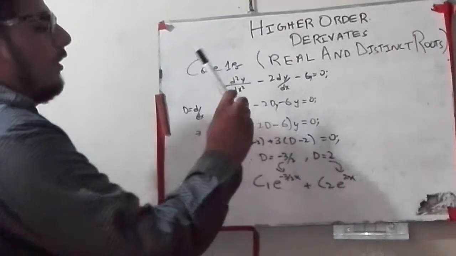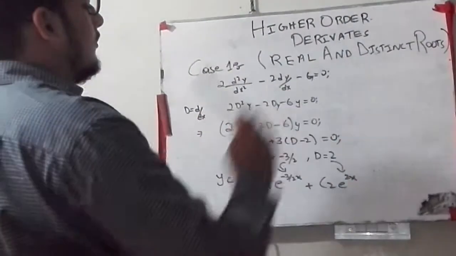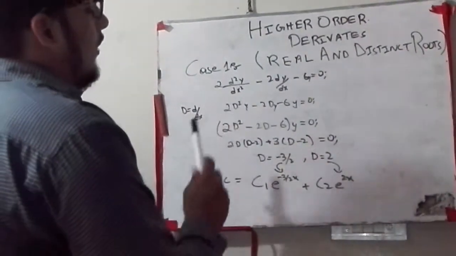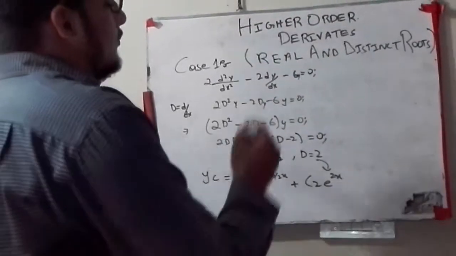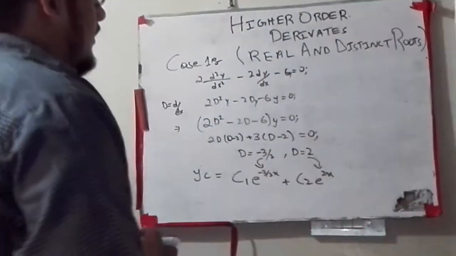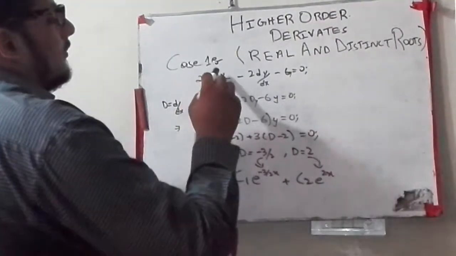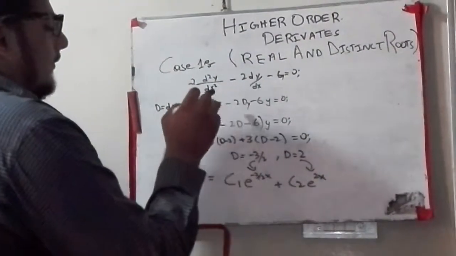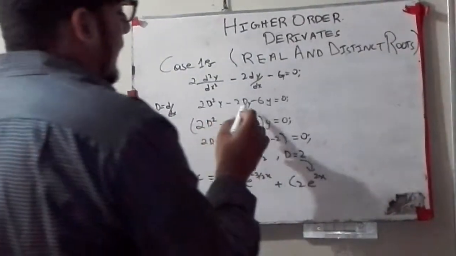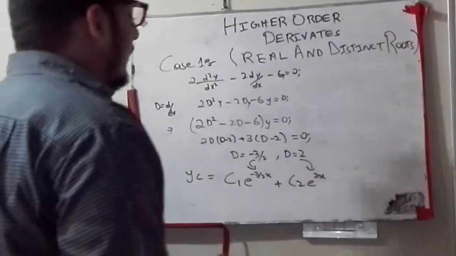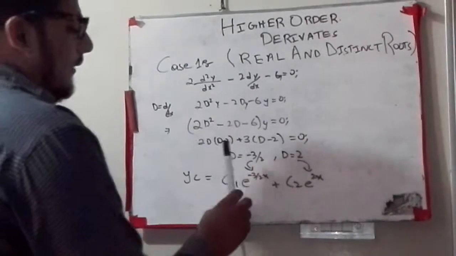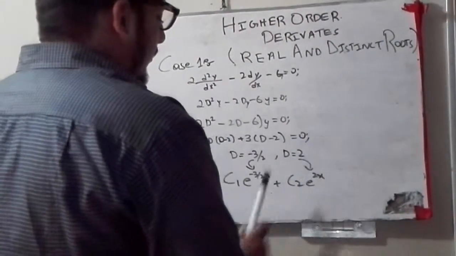So we will start off with the first case, that is real and distinct roots. There is an equation 2 d square y over dx square minus 2 dy over dx minus 6y is equal to 0. Now we will convert this into D, so the equation would be 2D square y minus 2Dy minus 6y is equal to 0. Now we take y as common and solve this equation, and the roots are coming minus 3 over 2 and 2.